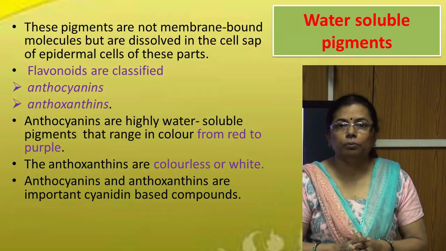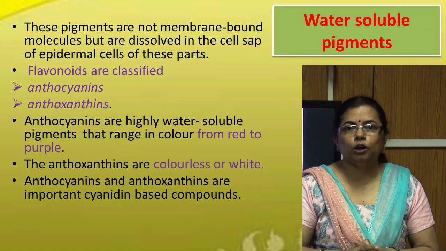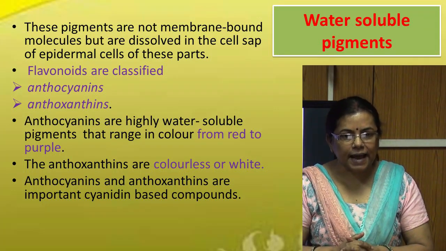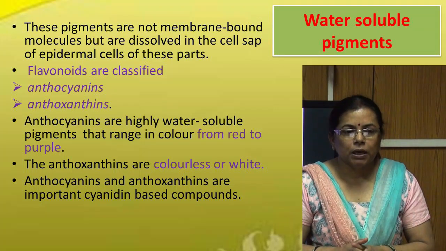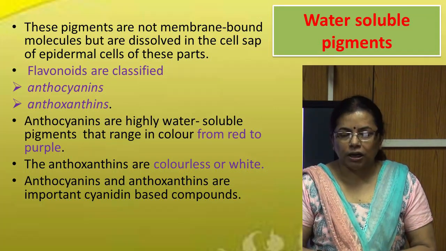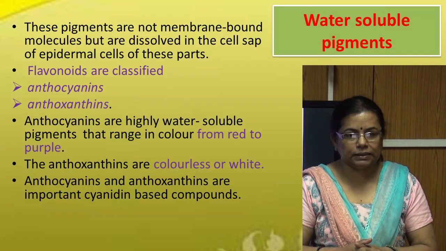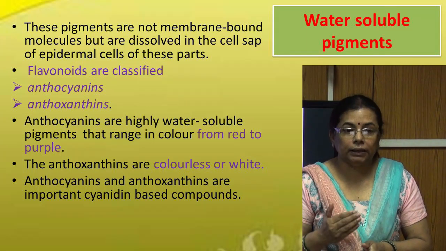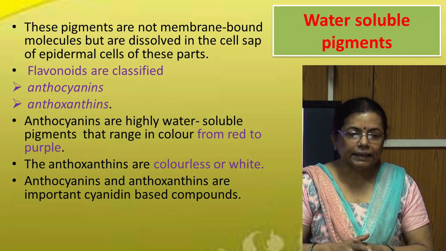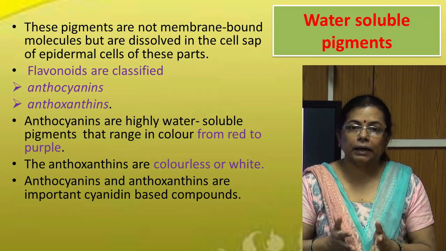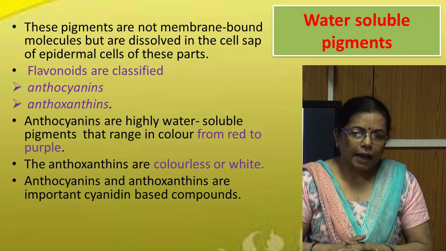Now, water soluble pigments. These pigments are not membrane bound molecules but are dissolved in the cell sap of epidermal cells. Water soluble pigments are flavonoids. Flavonoids are classified into anthocyanins and anthoxanthins. Anthocyanins are highly water soluble pigments. The color ranges from red to purple. Anthoxanthins are colorless or white.